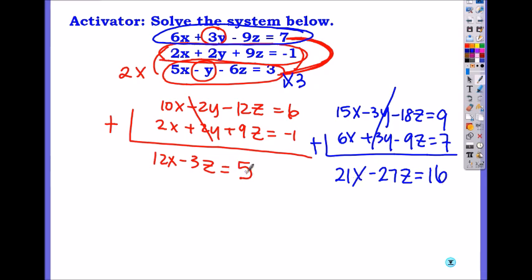So now I'm going to eliminate one of the variables from these 2. What do you think? Is it easy to get rid of 12x and 21x? Or 3z to 27z? We want to make them equal. Okay? Same value, but the sign can be opposite. So we can multiply this by what to make it 27? 9.